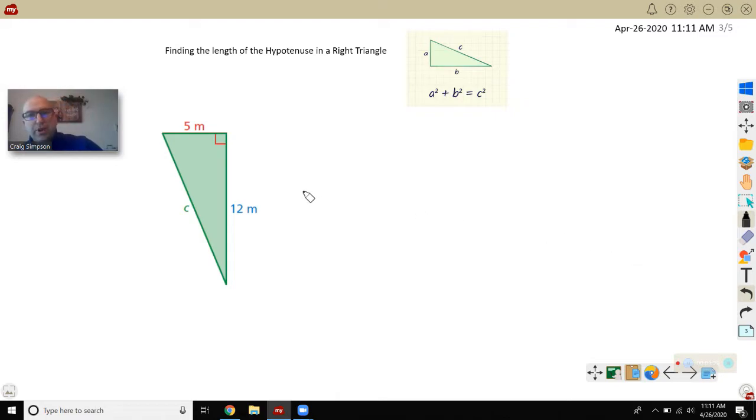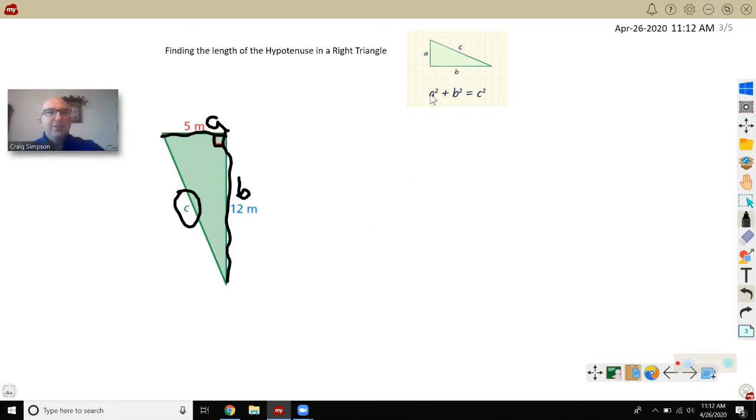So here we have a real problem. You can see that we already have two lengths. We have a leg here and a leg here. How do I know they're legs? Well, here's the right angle. So I'm going to call this leg A, and I'm going to call this leg B. And we are missing the side length for C.